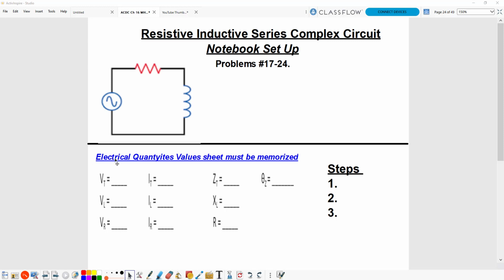Remember that you do have to memorize this spreadsheet down here. The electrical quantities value sheet must be memorized. So you got to memorize that you have a VT, a VL, a VR, an IT, IL, IR, ZT, XL, R, and theta Z.